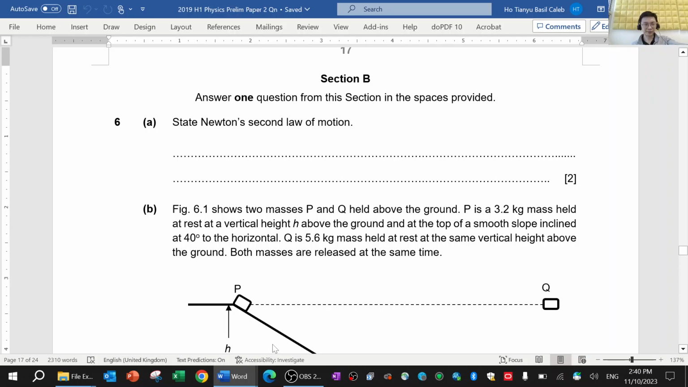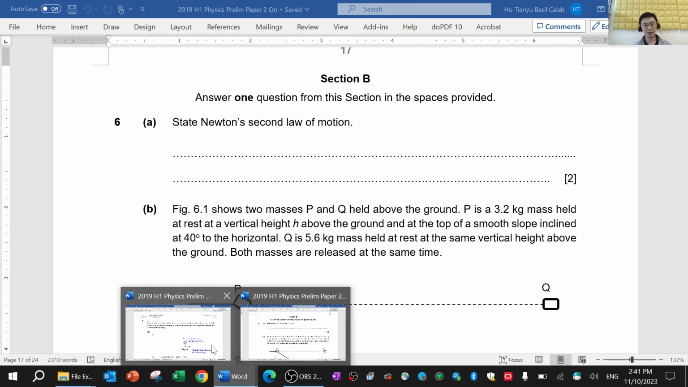Hello everyone. I am recording the solutions for 2019 H1 paper 2 TMJC, for section B, question 6 and question 7, because maybe I won't have time to go through them in the lesson later. Okay, so 6a, Newton's second law of motion is bookwork, right? So there's no issue. I can show you the solutions here.